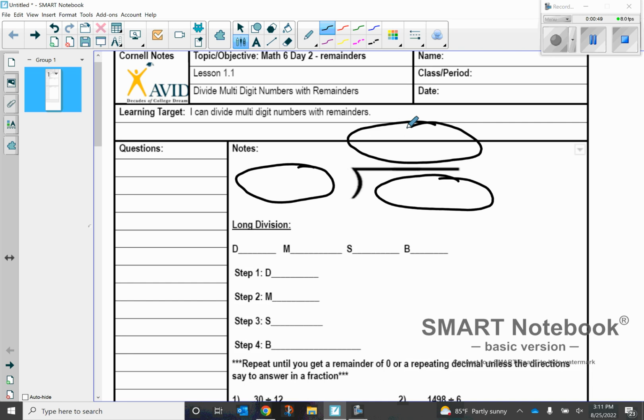So our dividend is our first number in our division problem. It's our number being divided. Our divisor is our number that's doing the dividing. It's our second number in a division problem. So in a number like 858 divided by 3, 858 is the dividend. 3 would be the divisor. And then whatever that answer is would be called our quotient.